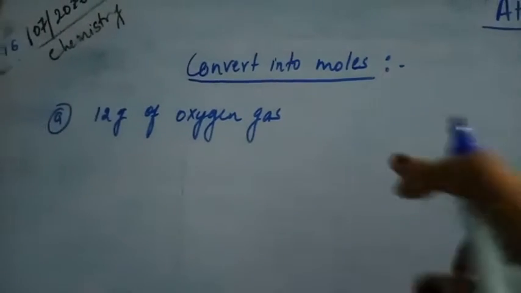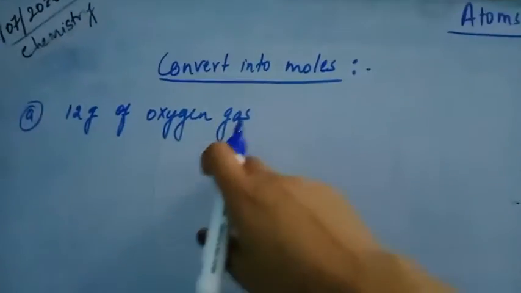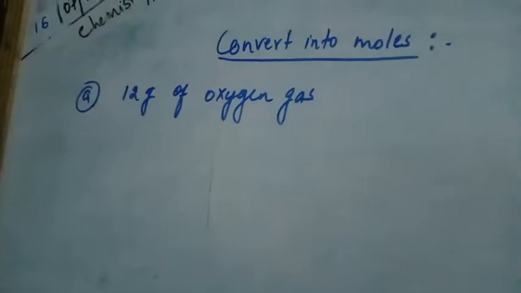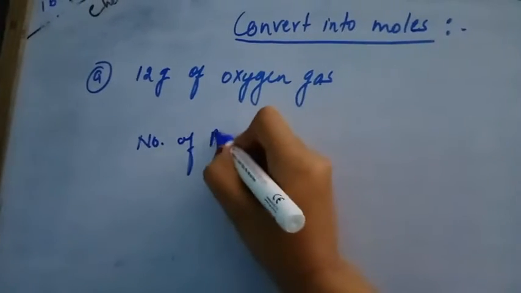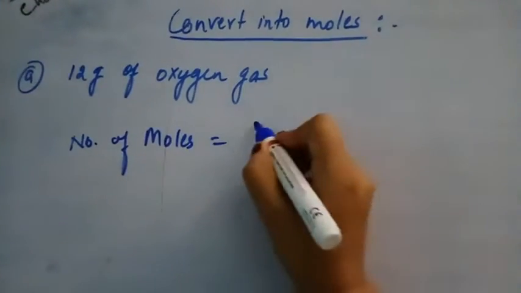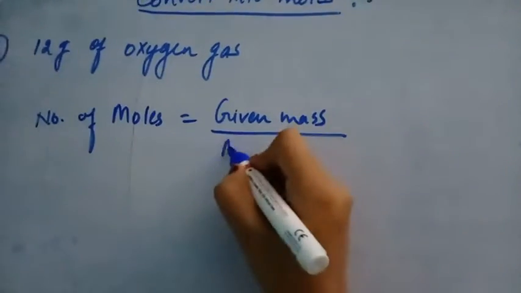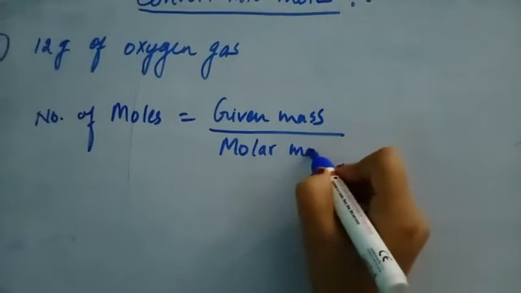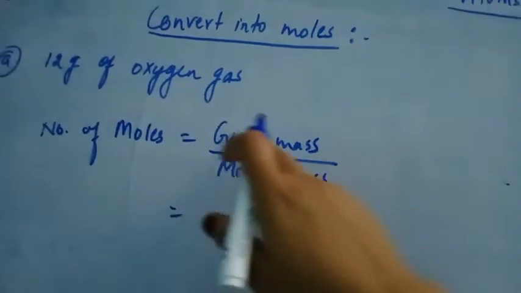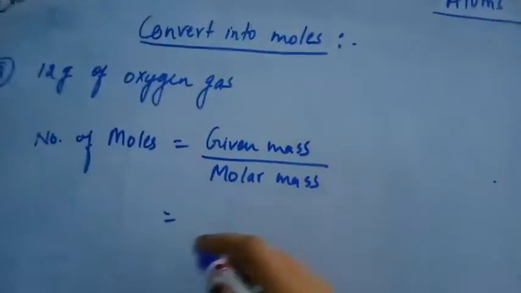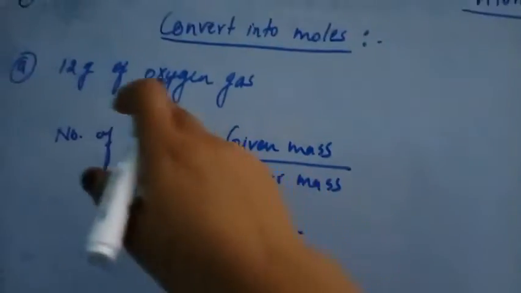First one is convert into moles: you have to convert 12 grams of oxygen gas into moles. So we will apply the same formula. Direct formula is there. Number of moles is equal to given mass divided by molar mass. Now we know the given mass is 12 grams of oxygen gas. So we will write here 12 grams divided by molar mass of oxygen.